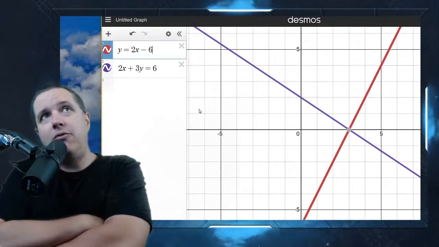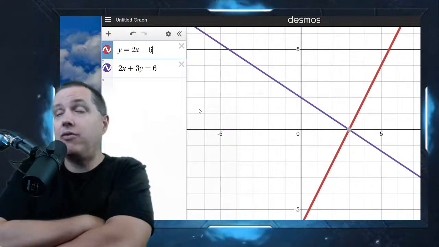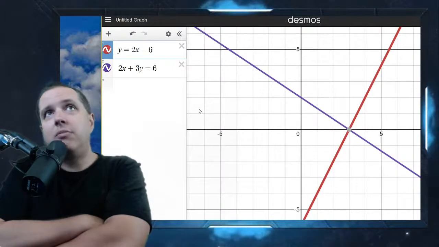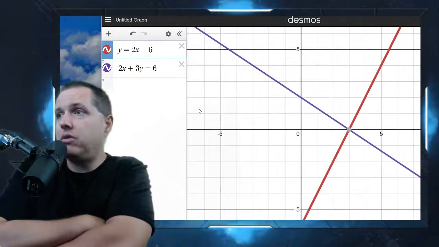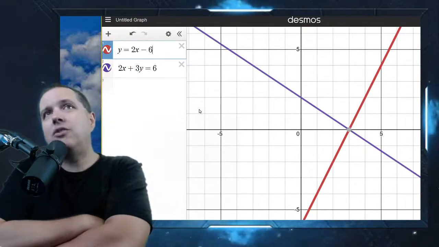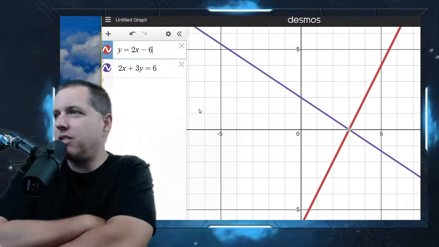Because we can find an infinite number of solutions to satisfy the first equation. That's just any of the red dots. We can find an infinite number of solutions to satisfy the purple equation. That's just any of the purple dots. But how do I find a solution that satisfies both of those at the same time?